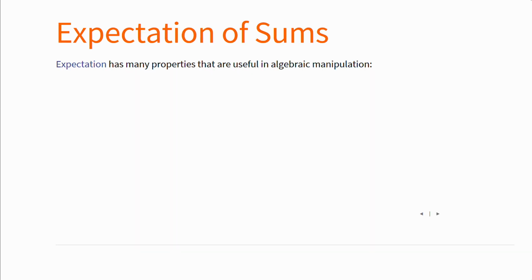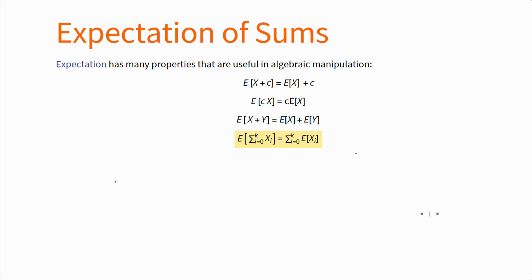Expectation has many useful properties for algebraic manipulation. Constants added or multiplied to a variable can get outside the expectation. The expectation of adding two variables is equivalent to adding their expectations, and this actually can be extended to any number of variables.